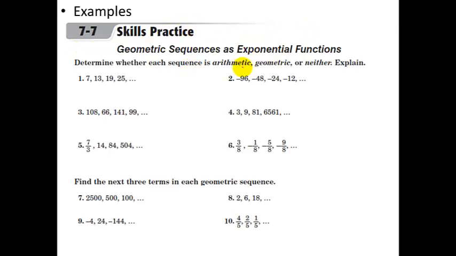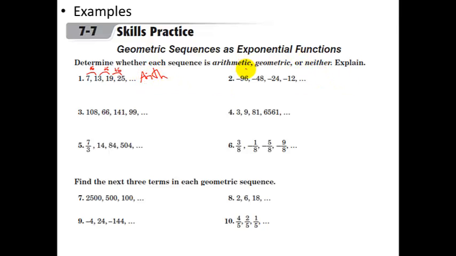First, determine whether the sequence is arithmetic, geometric, or neither. So if it's arithmetic, there should be a common difference. So to get from here to here, it's plus 6. To get from here to here, it's plus 6. To get from here to here, it's plus 6. So because we're adding or subtracting a constant amount each time, this one is arithmetic.